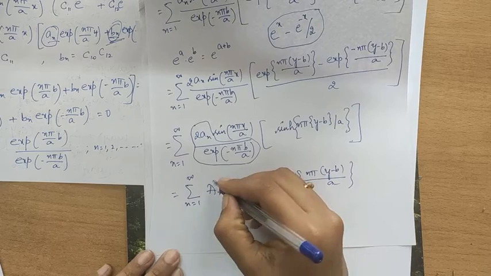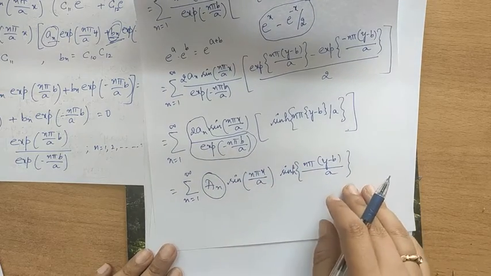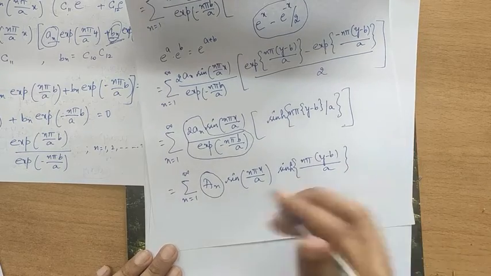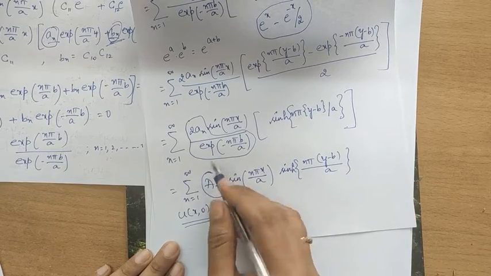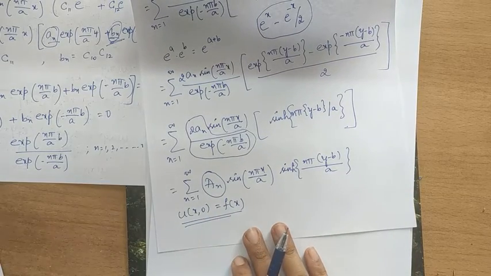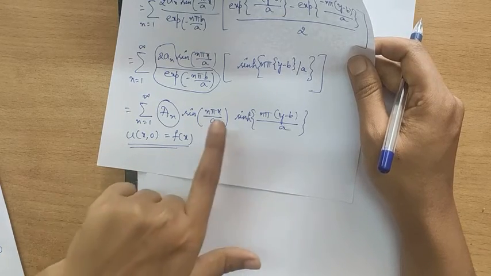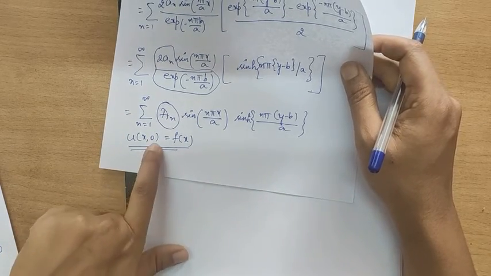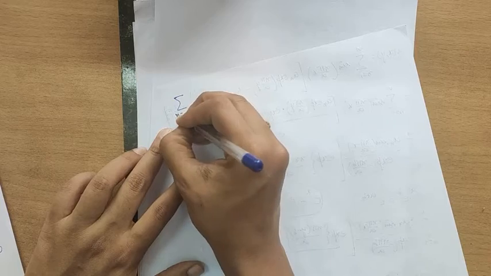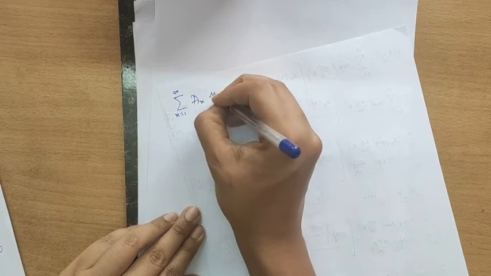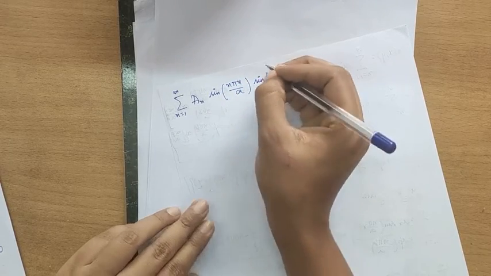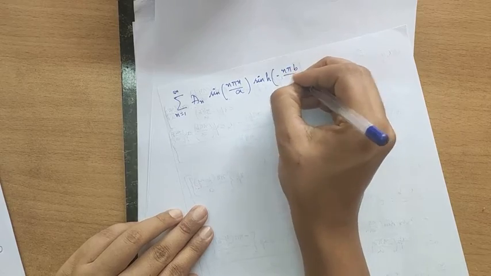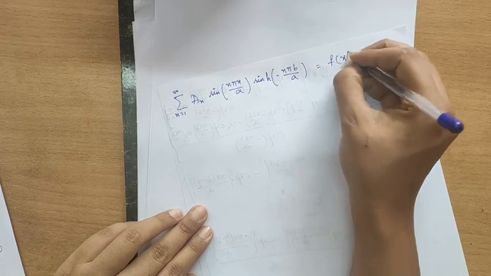So now I have to find out what is this an. We have one more boundary condition, that is non-homogeneous boundary condition. U of x comma 0 is equal to f of x. Using this I will find out what is an. If you substitute this boundary condition in this solution, you have y is equal to 0. So your solution becomes summation n is equal to 1 to infinity an sin n pi x by a into sin hyperbolic minus n pi b by a is equal to f of x.